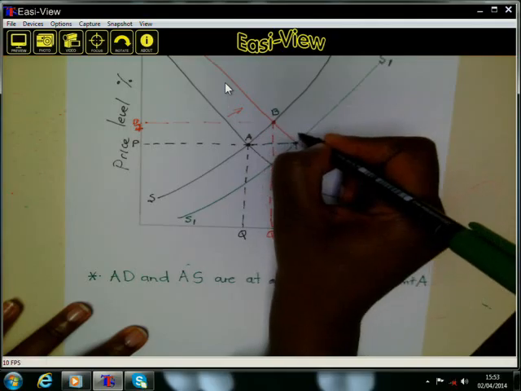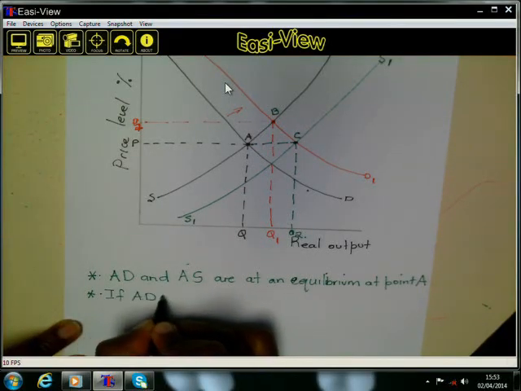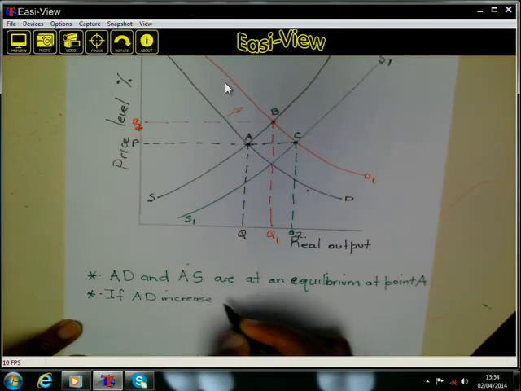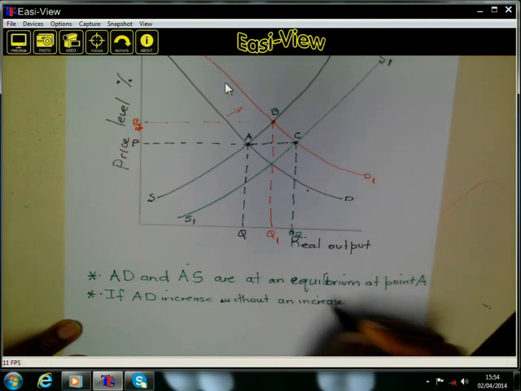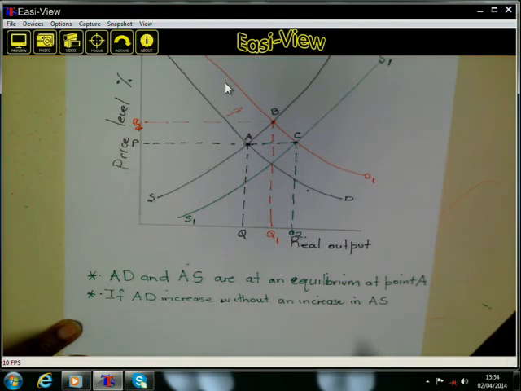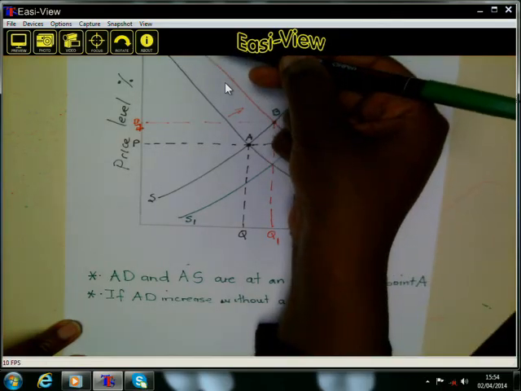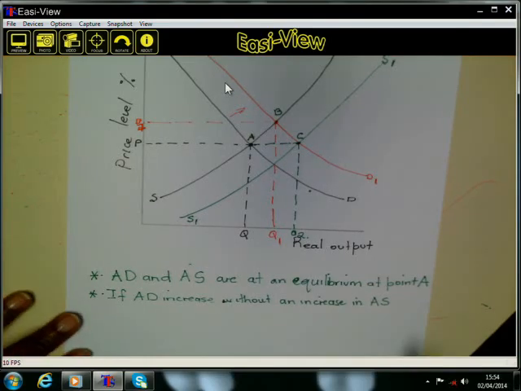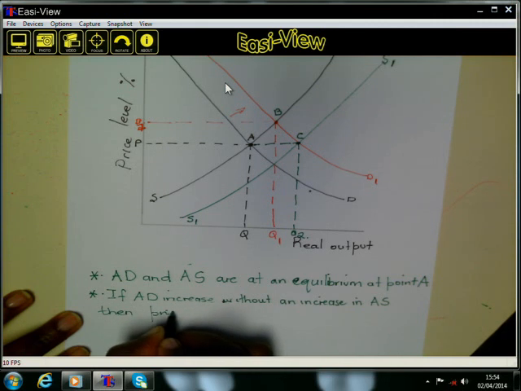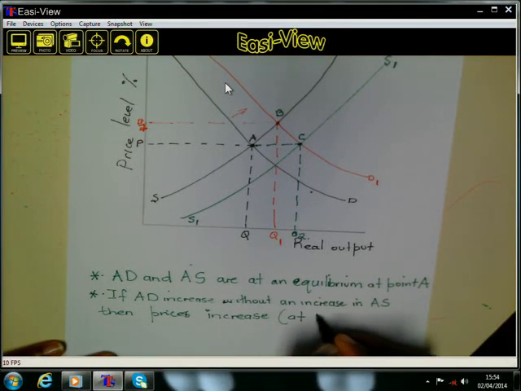Now this is B, this is C. Alright then. So now what happens if aggregate demand increases without an increase in aggregate supply? There we saw what happened. When aggregate demand shifted to the right from D to D1, there was no increase in supply. So what is going to happen in the economy? Aggregate demand has increased without an increase in aggregate supply, then prices increase. All this is at point B.